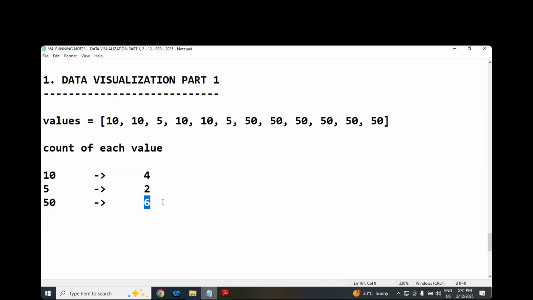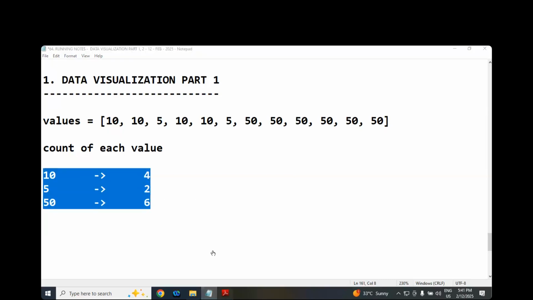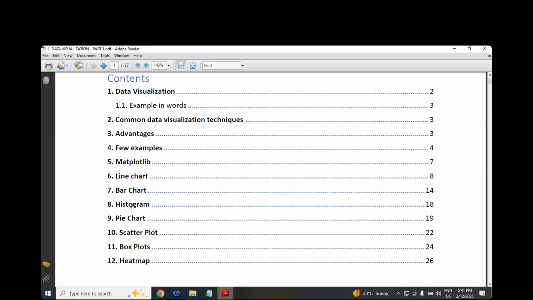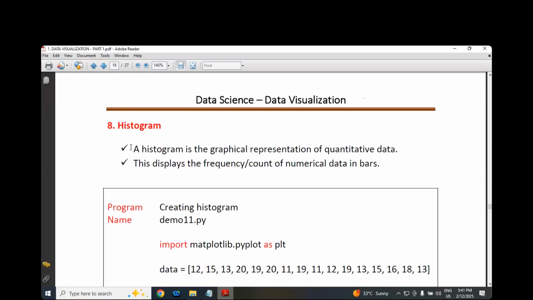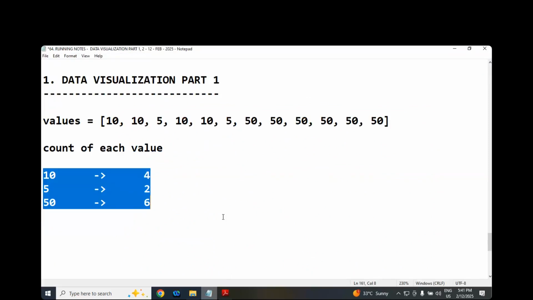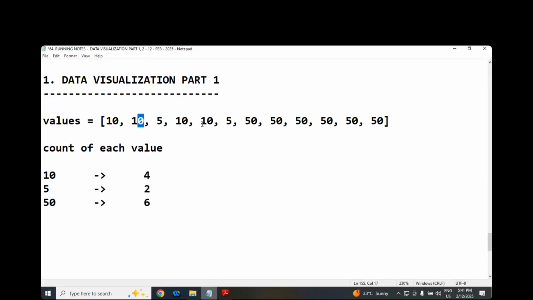If you want to visualize the value count, then you have to apply a histogram. Do you remember, to get each value count in a list, what do we apply? My question has the answer in it. What is the method name? Count method.